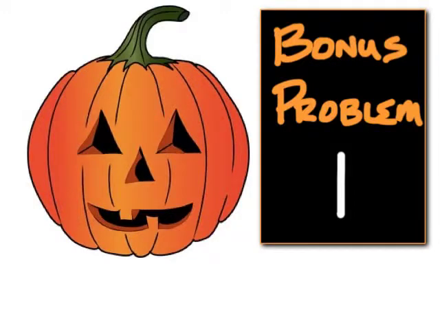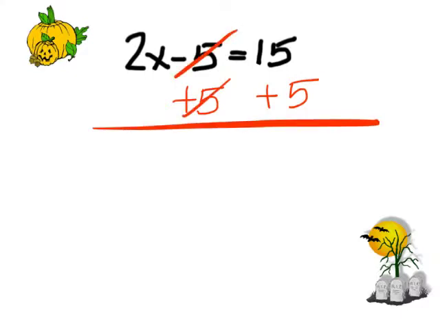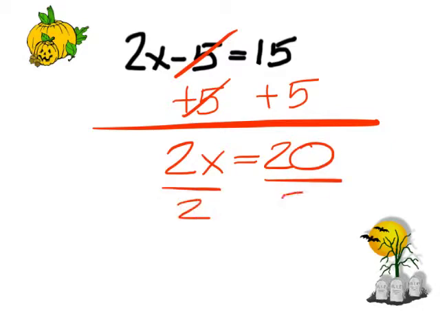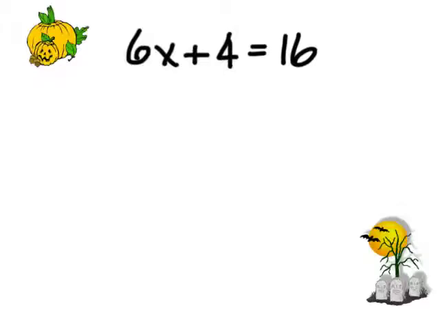Bonus problem number 1. You should have +5 on both sides. When you do that, these cancel out, and you're left with 2x equals 20. Divide both sides by the number next to the x, which is 2, and you're left with an answer of 10.